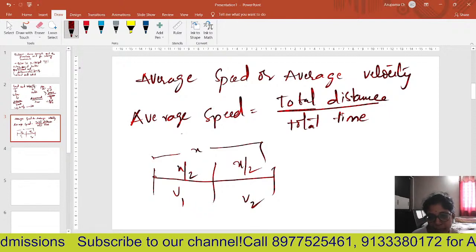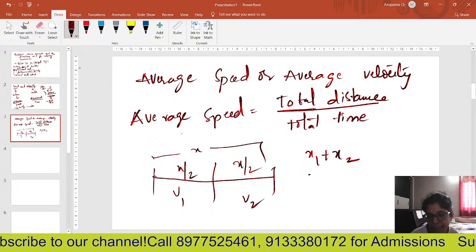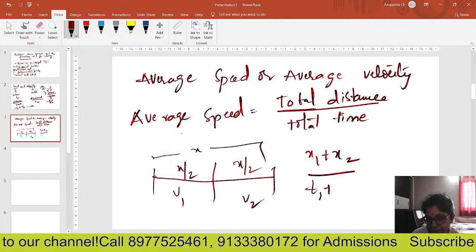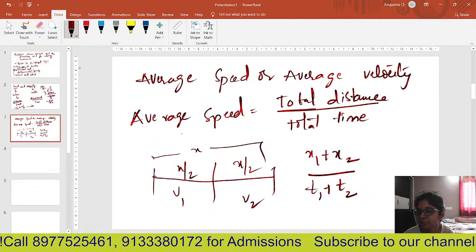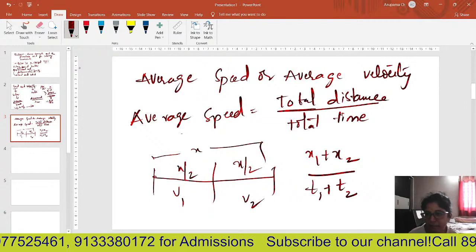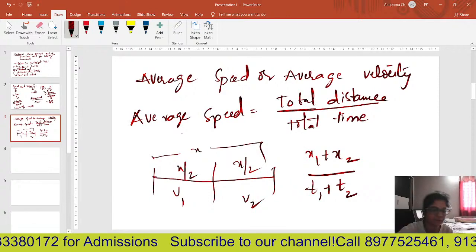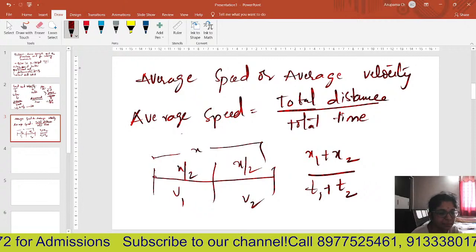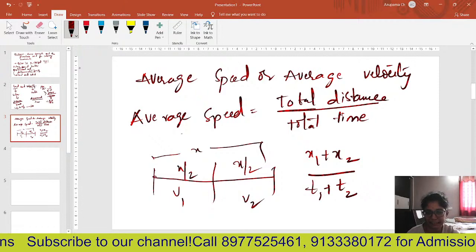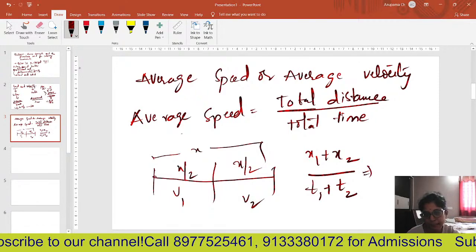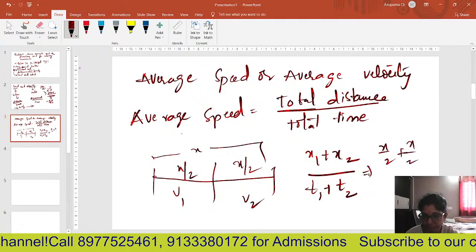We have the formula total distance by total time. So I can write total distance by total time as x1 plus x2 by t1 plus t2. Let me complete this. X1 plus X2 by T1 plus T2. Now how will you find out this? X1 is what? X by 2. Plus another X2 is again X by 2, by T1.